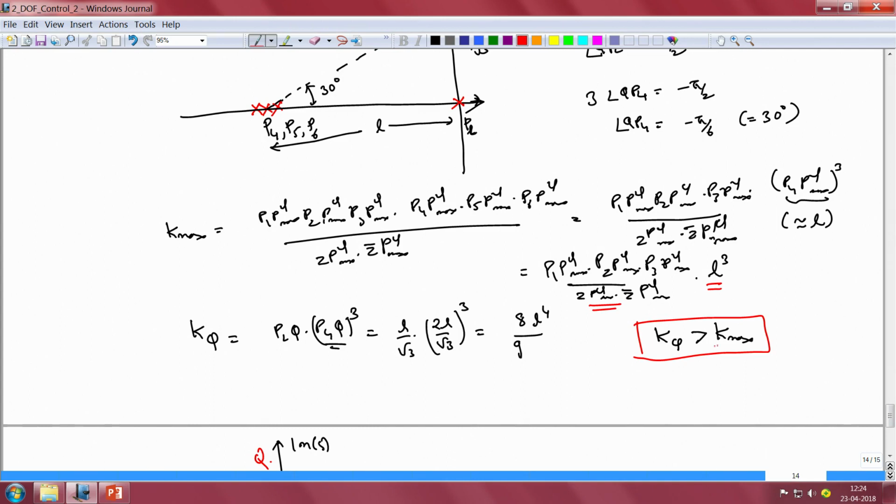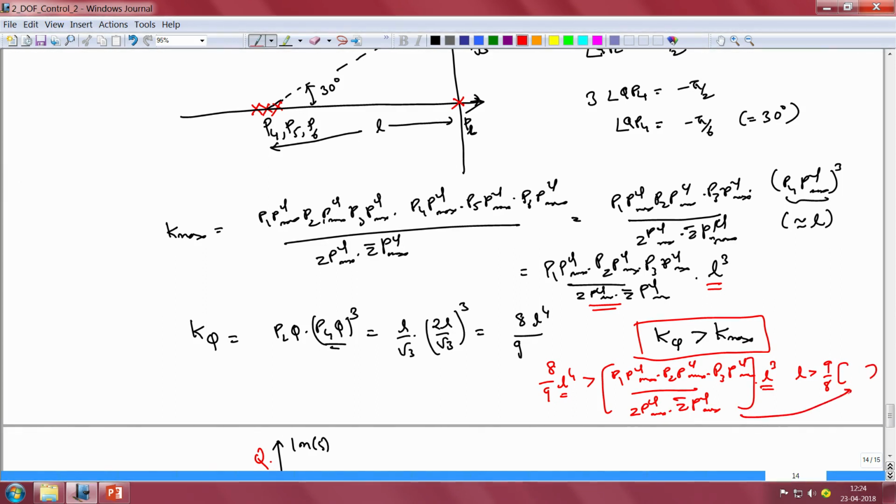So if we apply this inequality Kq greater than Kmax, we would have 8 by 9 L power 4 should be greater than P1 PCL max times P2 PCL max times P3 PCL max divided by Z PCL max times Z bar PCL max times L cube, and L cube here cancels with L power 4 there, so that we would get L should be greater than 9 by 8 times this term here, the term within the square bracket, which I shall not write again in the interest of brevity.